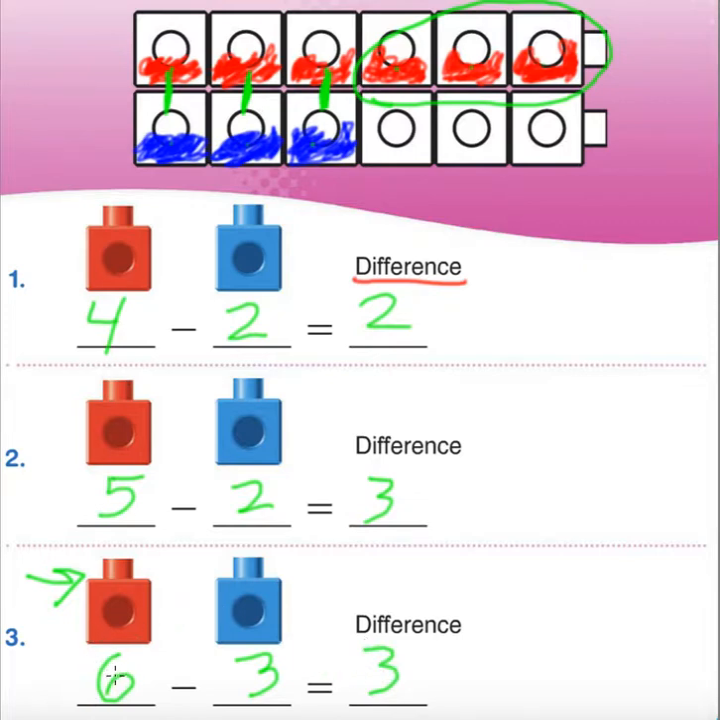So first we wrote our big number, which was 6. We had 6 red blocks. Then we wrote our smaller number, which was 3. We had 3 blue blocks. We had friends hold hands. And then we counted the ones that didn't have a friend to hold hands with, and we had 3 red blocks. Okay. So now everyone please flip to the next page.